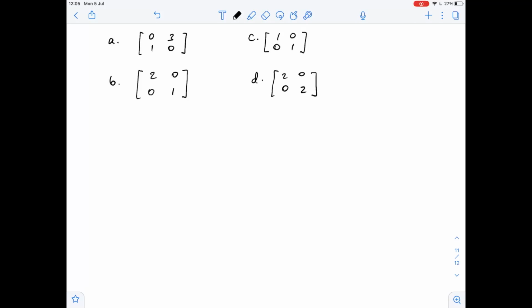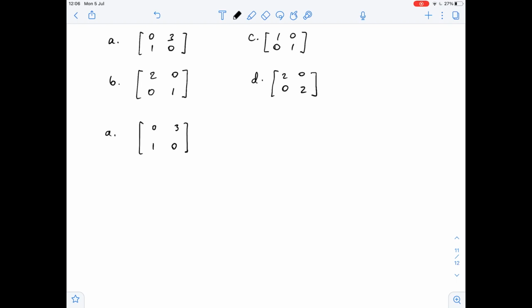So we are given 4 matrices and we need to answer which of the following matrices is elementary matrix. We know that elementary matrix is a matrix which differs from the identity matrix by one single elementary row operation. So let's look at our matrices. Let's start with matrix A, which is 0, 3, 1, 0.